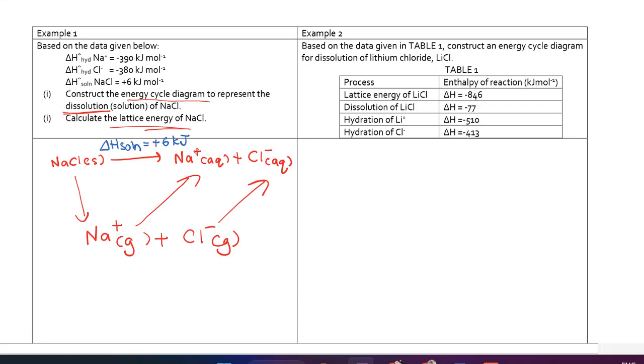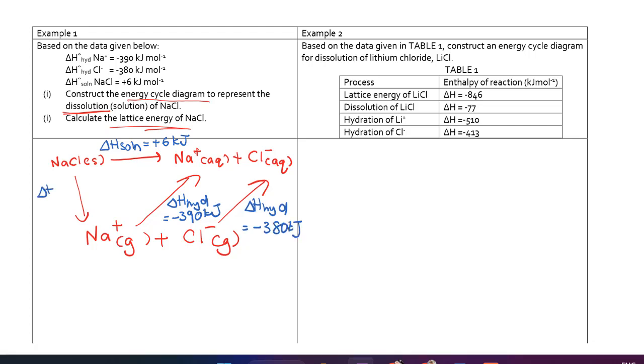Given hydration for Na is negative 390 kilojoule, so you write down kilojoule only. For chloride it is negative 380 kilojoule. So this one is the lattice, and please remember this one is a positive value.